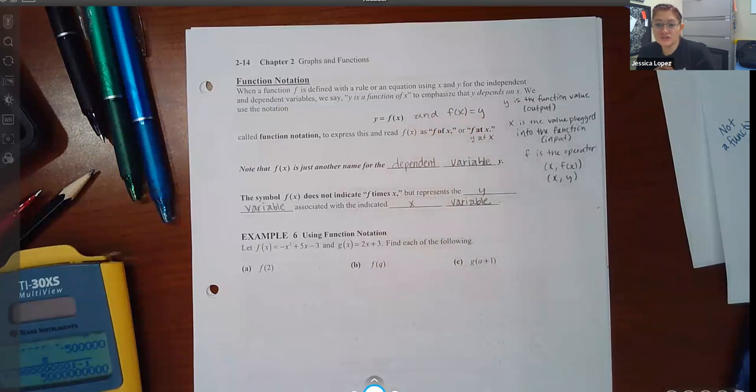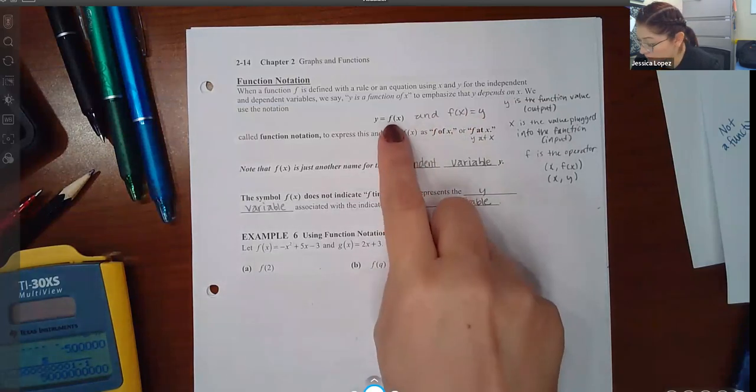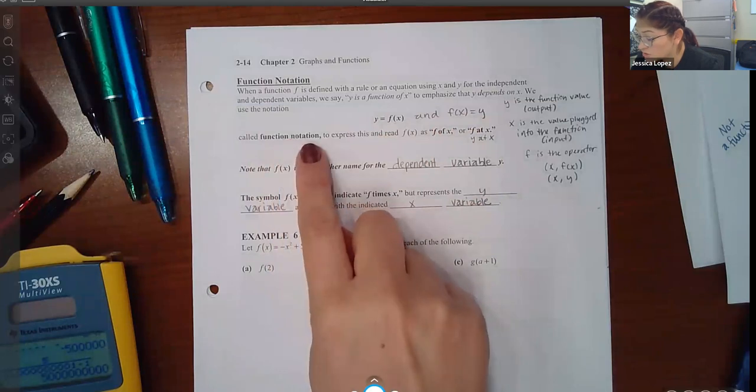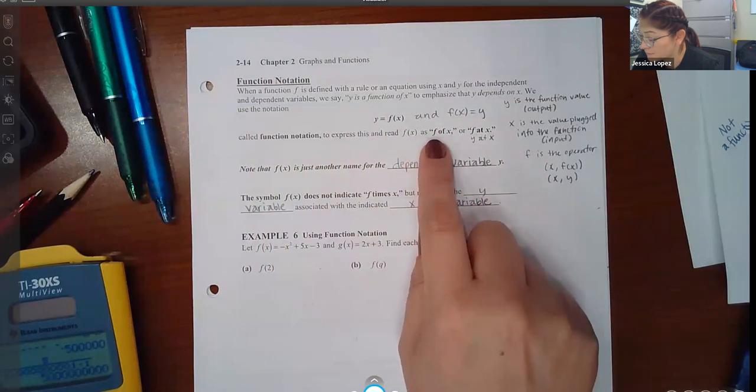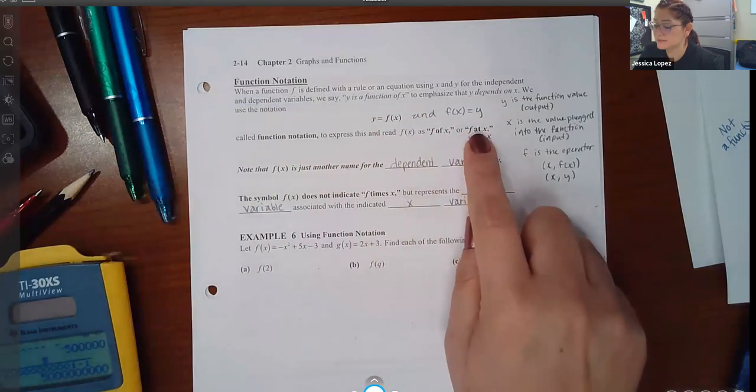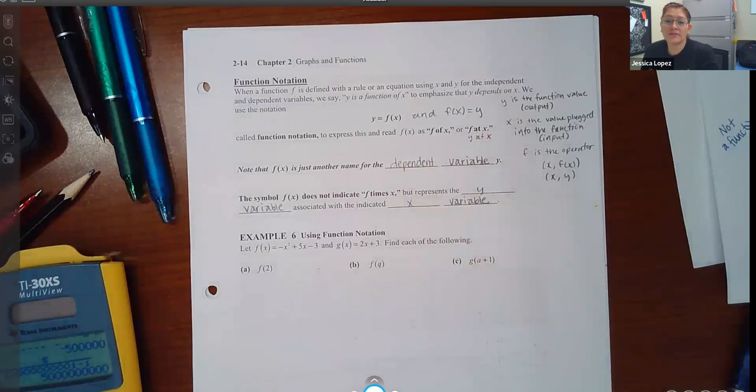So y is the function value, the output. x is the value that's plugged into the function. That's the input, okay? f is like the operator, the machine that is doing something to the x and then spitting back out a y value, okay? So this f of x is called function notation. And you read f of x as f of x or f at x. So you're finding the y value at that specific x value.